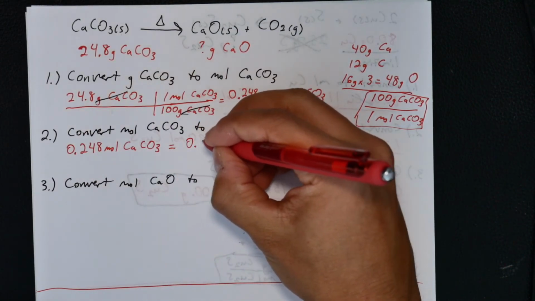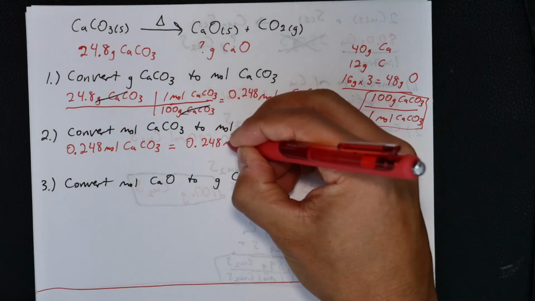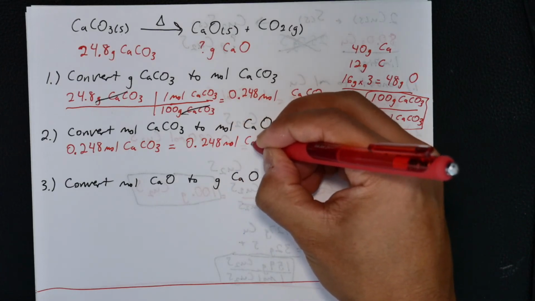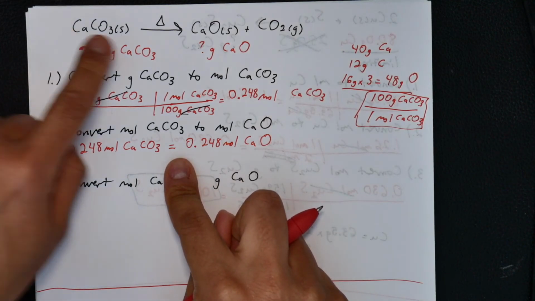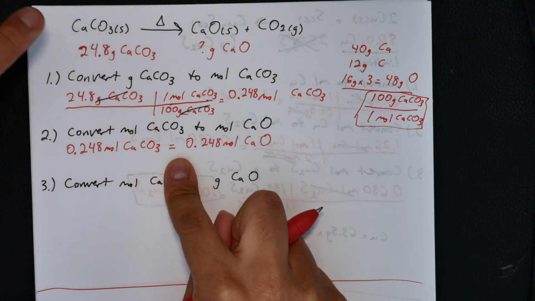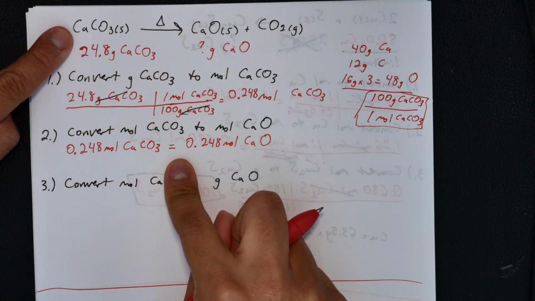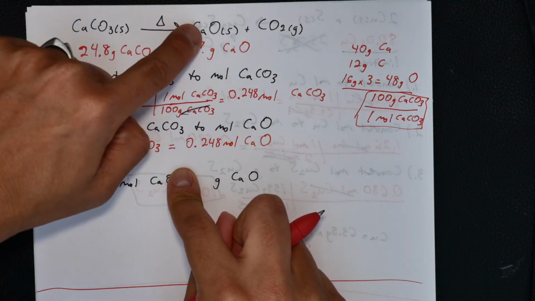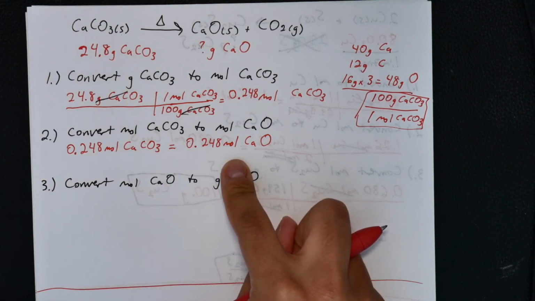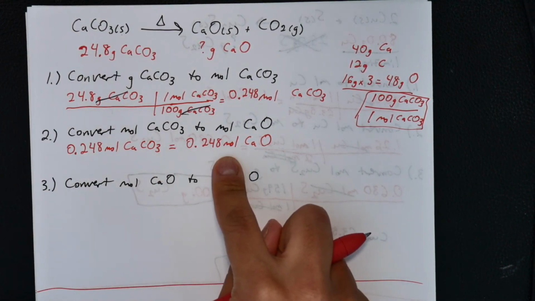Okay, so 0.248 moles of calcium oxide. Now again, the reason I can do this is because it is a 1-to-1 ratio. So the exact same amount of moles of calcium carbonate will make the exact same amount of moles of calcium oxide. It's a 1-to-1 ratio. I don't need to do any math work. Okay, these are exactly equal to each other.